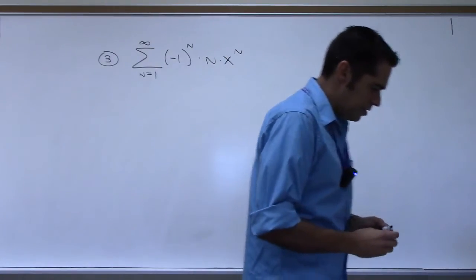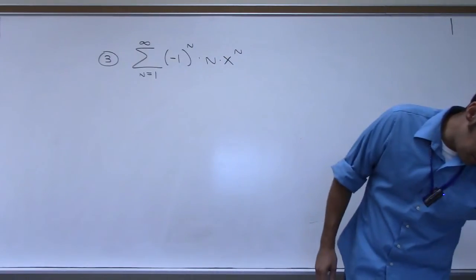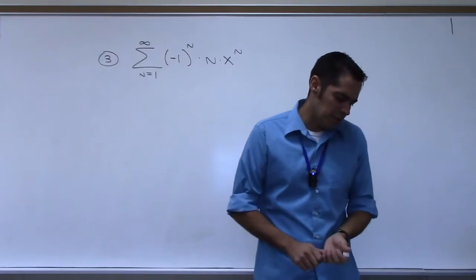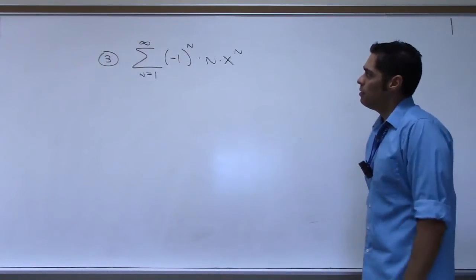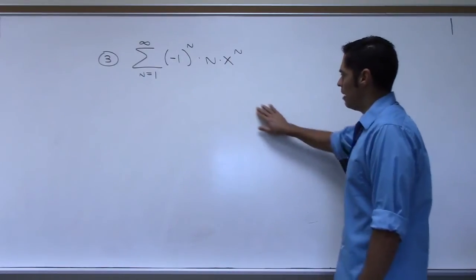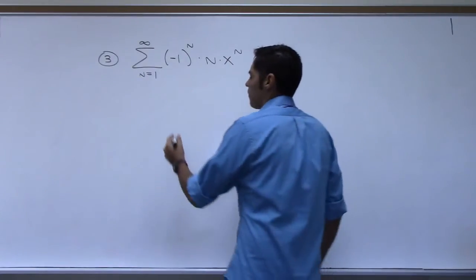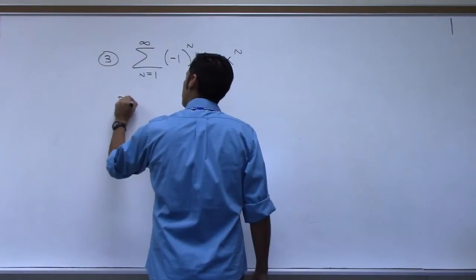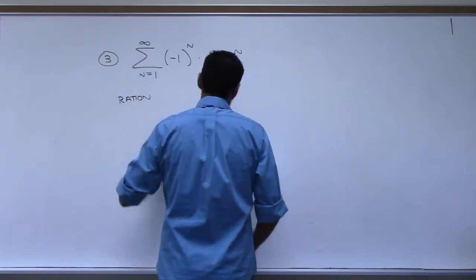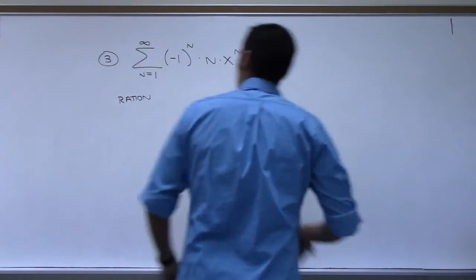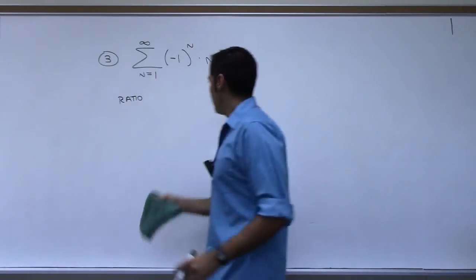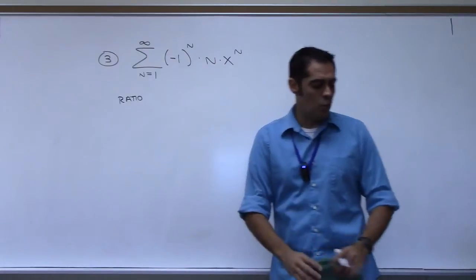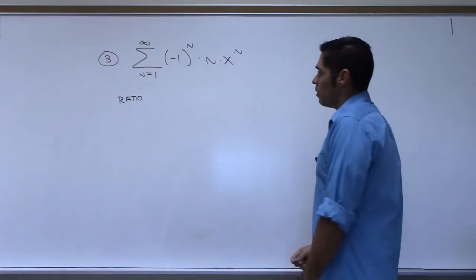And the instructions here are telling us to find the radius of convergence and the interval of convergence. So to do this, we're going to use the ratio test. So ratio test, remember what we want. What we want is for the ratio test to give us something less than 1. If we get something less than 1, then we know it converges.